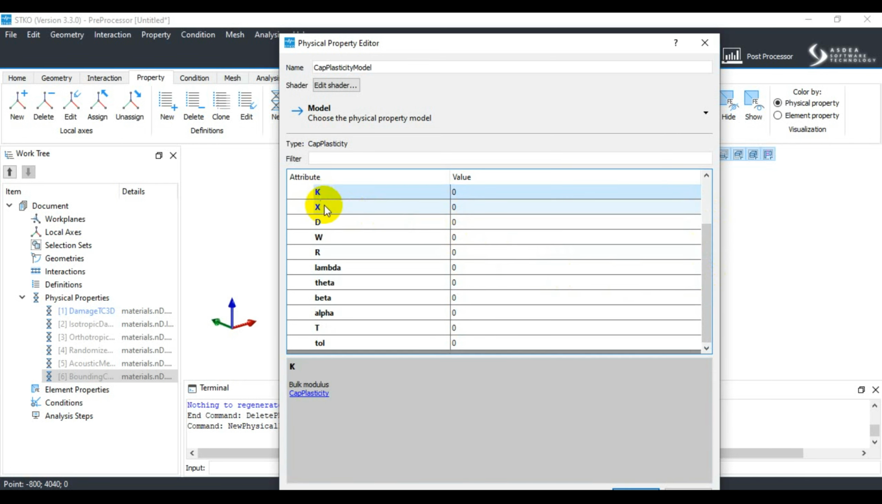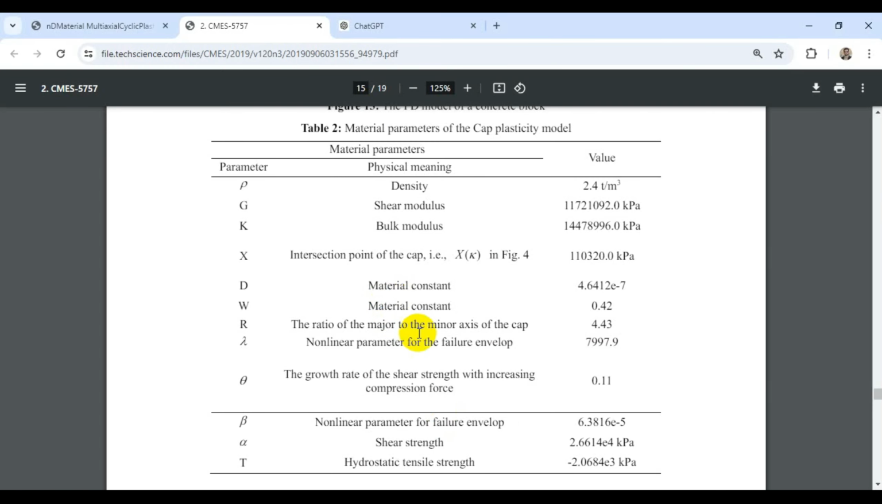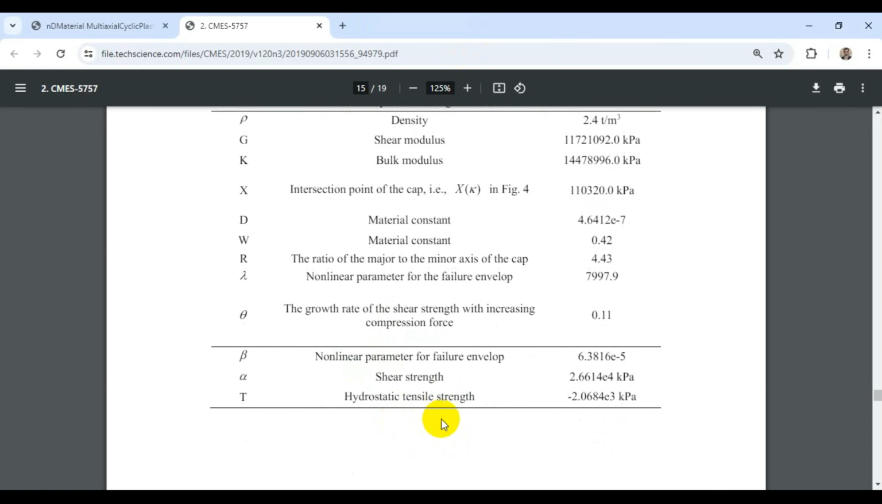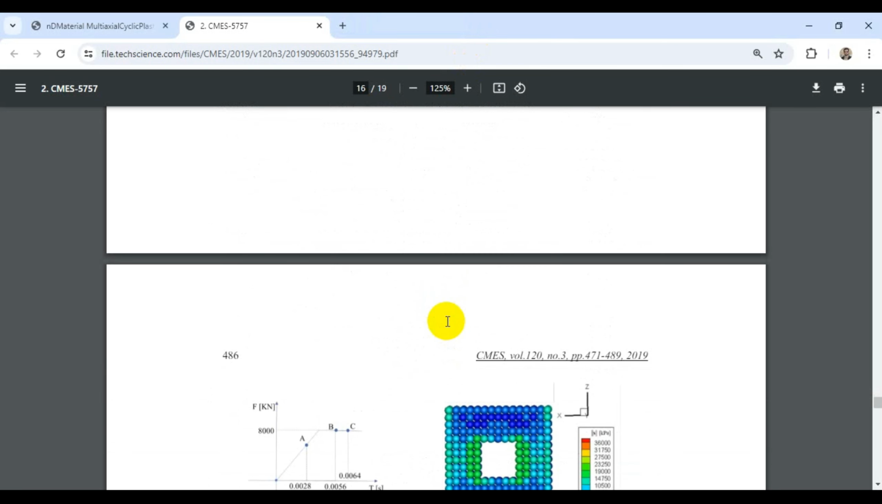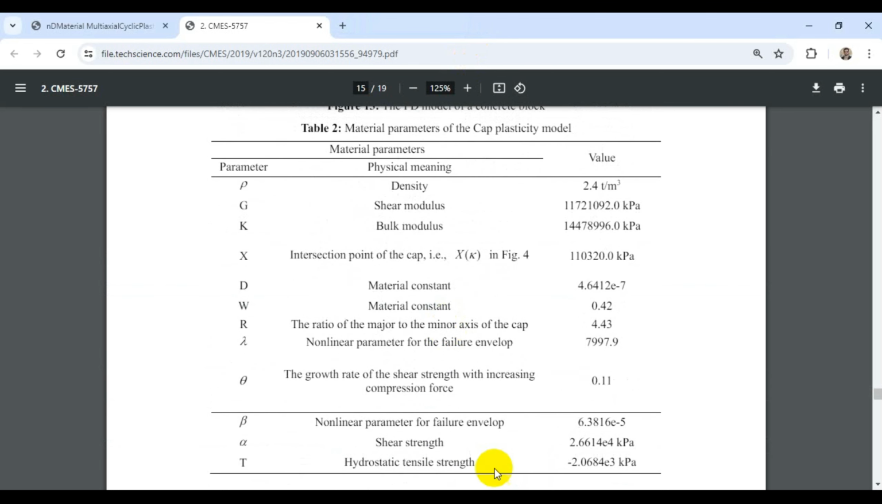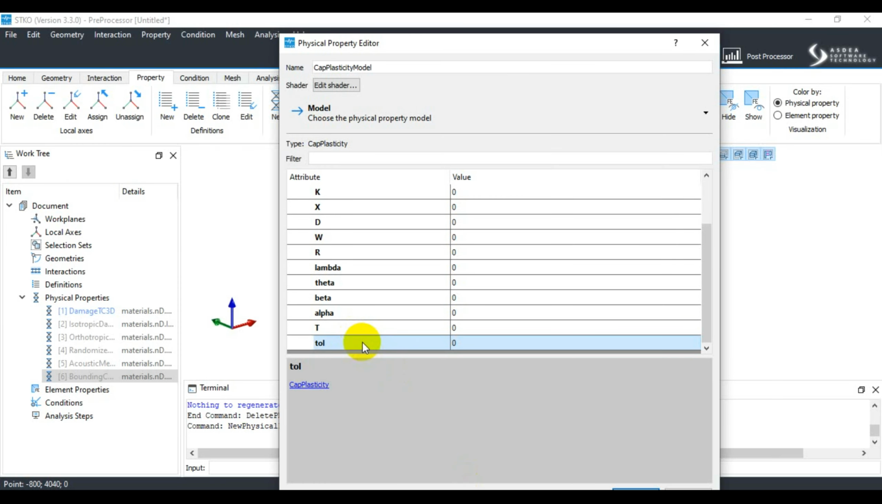At some point, these labels are not mentioned. For example, there is a little bit of confusion at K and X and there are no labels for D, W, R, and lambda, theta, beta, alpha, T, and TOL, right? So for that, I have downloaded this research paper, and I'm not sure what TOL stands for.